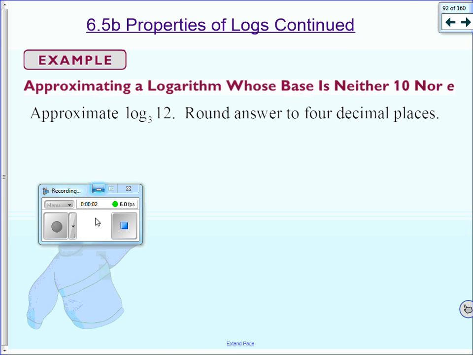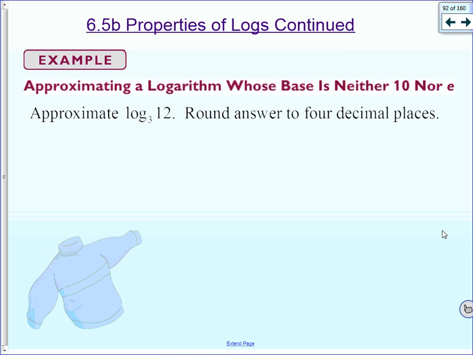All right, we're going to get started. So for those of you that have been aching to do logs on your calculator and don't have a newer calculator for which that is possible, we're going to learn today how to take the log of anything, not just log base 10 and log base e. So what I want you to do is approximate log base 3 of 12 to 4 decimal places.